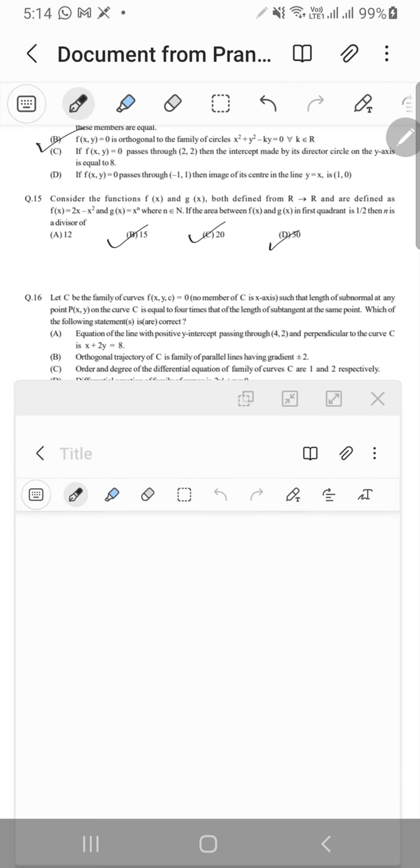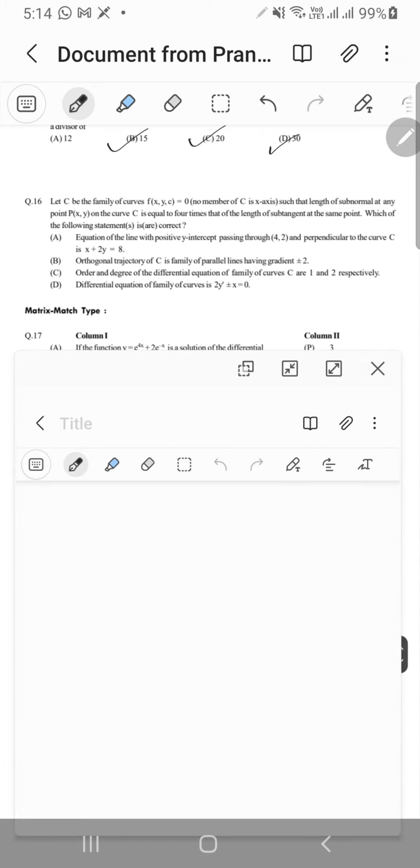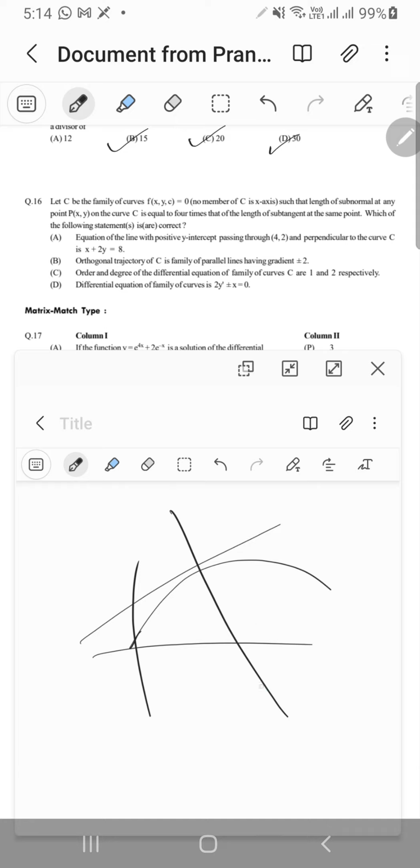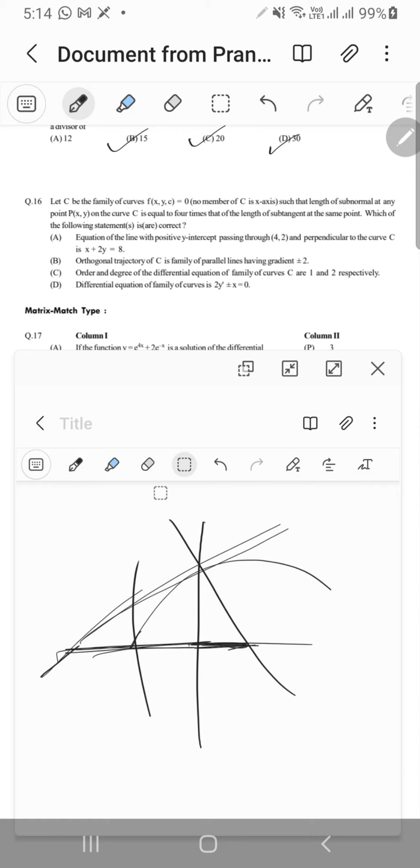Let C be a family of curves. F of x, y, C equal to, wait, what? C. What is this thing? It's a constant, maybe. Okay, cool. No member of C is x-axis, such that the length of subnormal at any point P x y on the curve C. Subnormal. What was subnormal? These definitions. Like if you have this function, the tangent is this thing. This is the normal, and I guess this was the subnormal, and this was the subtangent. Okay, cool.